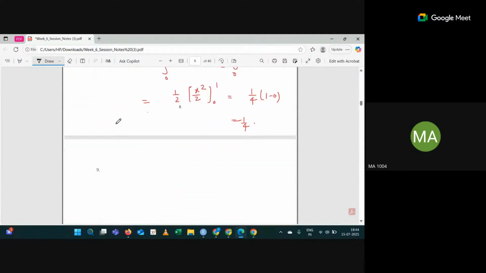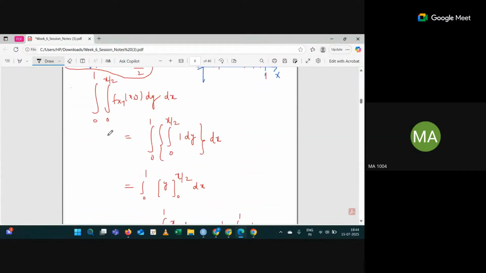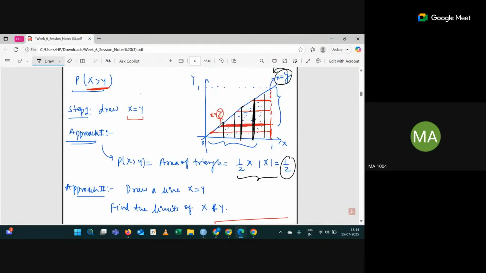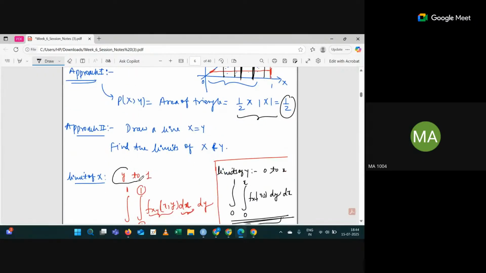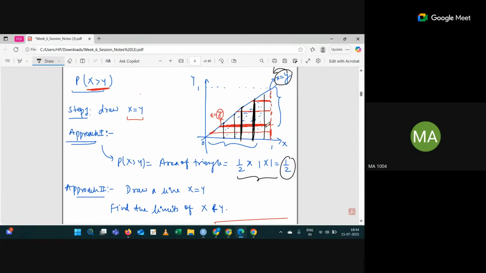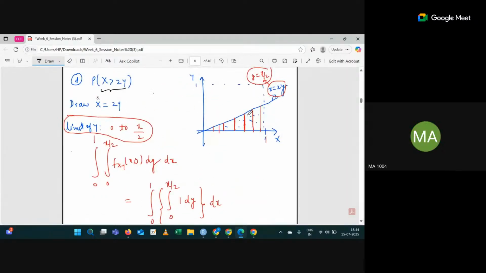Suppose I take the limit for x. In this case, what was the limit of x? I simply draw a line parallel to x, and I got y to 1, right? Because in that case, y can take any value from 0 to 1. So just observe this time. Is y going from 0 to 1, or where is this half? My point is, what I'm trying to give you as a hint: x will go from 0 to 2y and y will go from 0 to half here if you do dx dy, the limit of x.